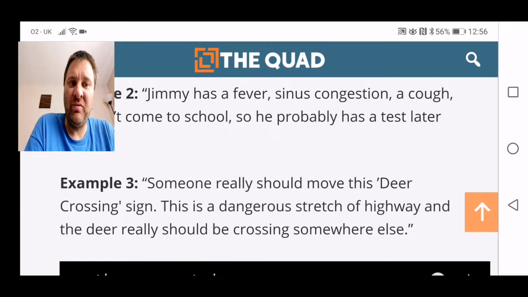Someone really should move this deer crossing sign. This is a dangerous stretch of highway, and the deer really should be crossing somewhere else.